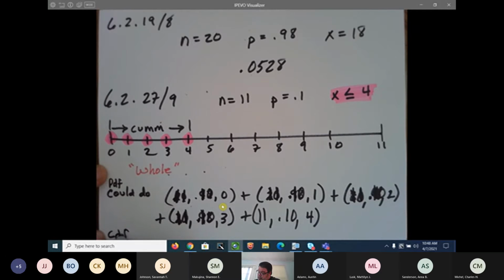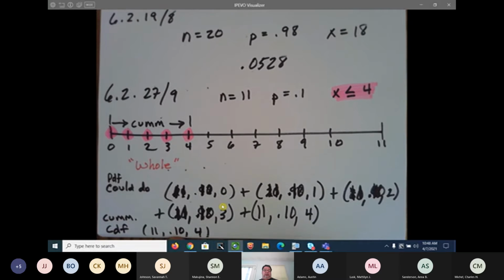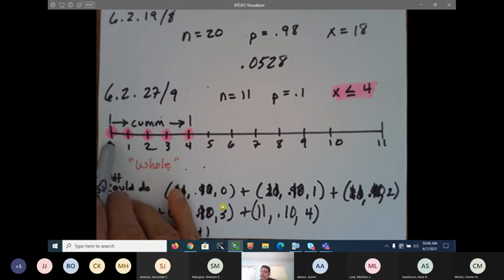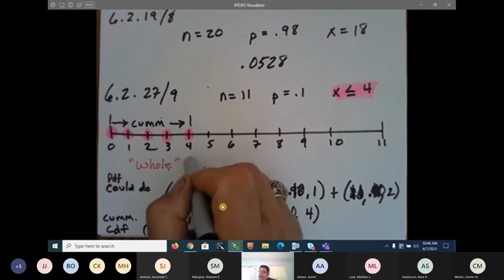CDF means cumulative, right? So I'm going to type in 11, 0.1, and 4. And that's going to give me all of this added together. So go ahead and do that. In your calculator, do binomial CDF, and put in 11, 0.1, and 4. Because you want 0, 1, 2, 3, 4. And it measures all of these up to 4.